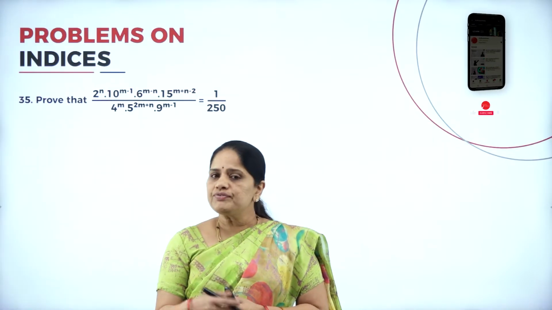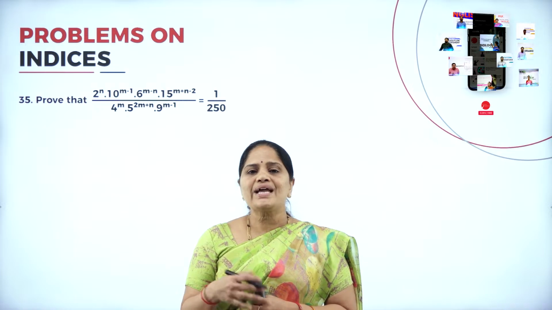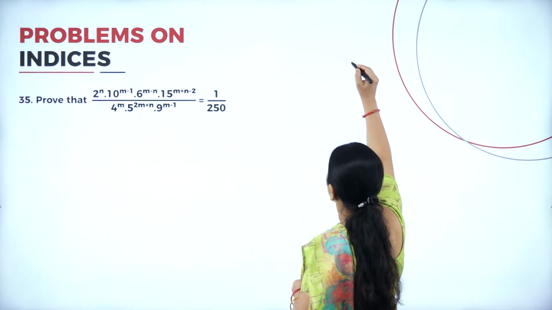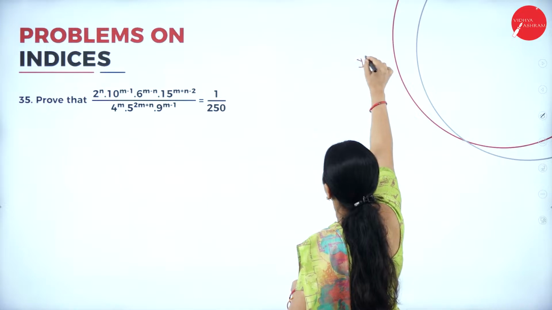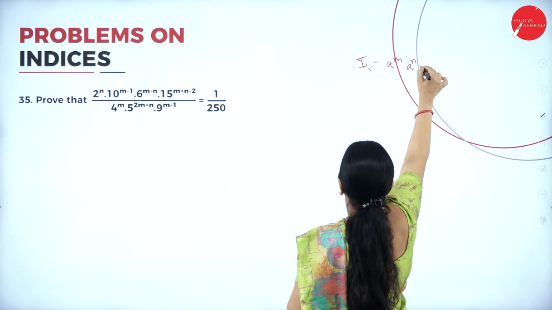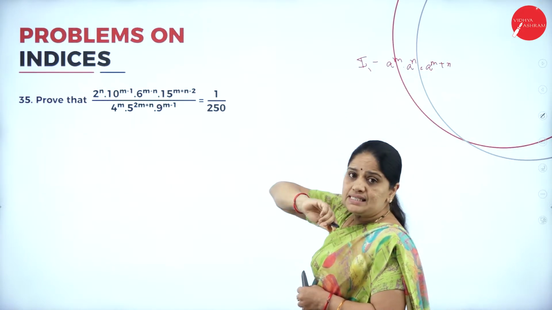Now, before just going into the problems on indices, let us have a quick recap of the laws of indices. Now, what does the first law tell us? First law tells us that a to the power of m into a to the power of n equals a to the power of m plus n.